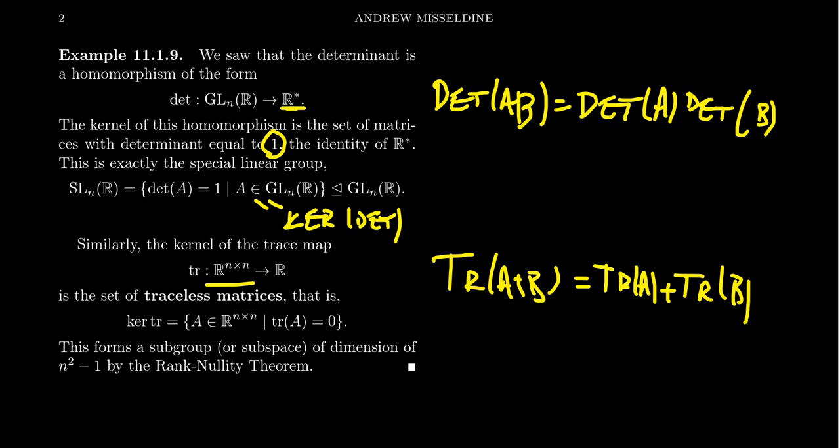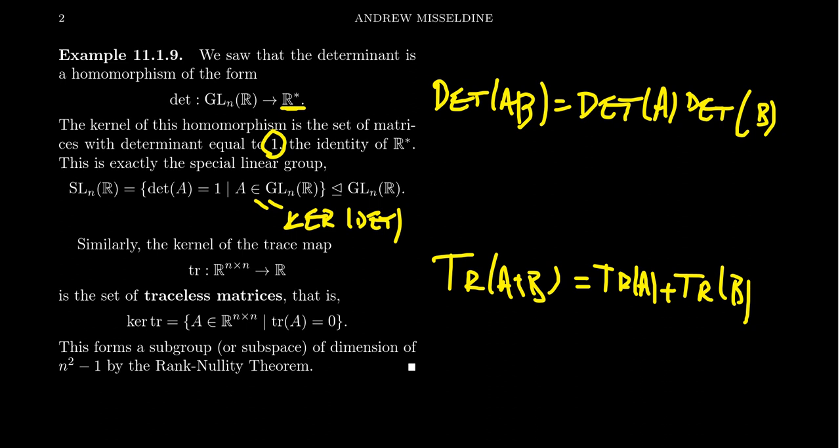But in fact, since R to the n by n is actually a vector space, an n squared dimensional real vector space, you can actually show that the kernel of this is going to be a subspace as well. It's closed under scalar multiplication. In fact, this is a null space, which is always a subspace, but that gets us into a little bit more linear algebra than I really want to worry about right now. By the rank-nullity theorem, we can actually show that this thing is an n squared minus one dimensional subspace.